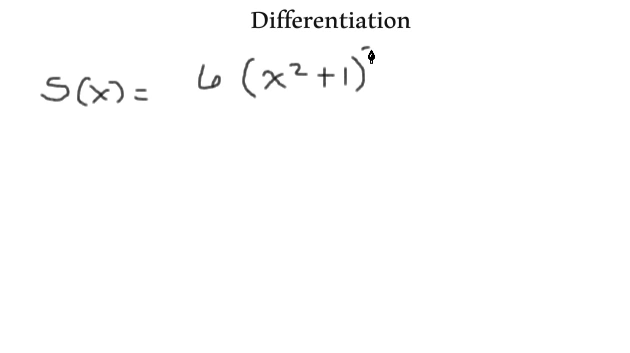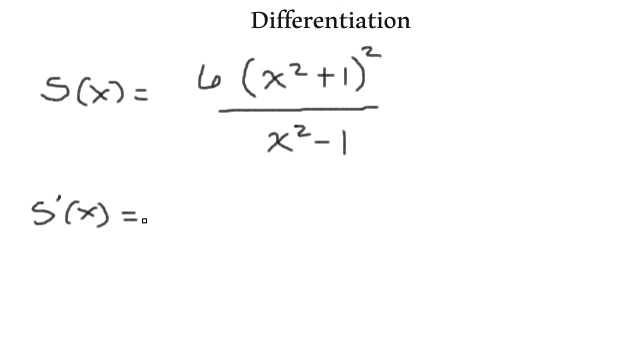Alright, let's look at another one here. We got s of x is equal to 6 times x squared plus 1 quantity squared, and that's going to be all over x squared minus 1. And we want to find s prime of x.